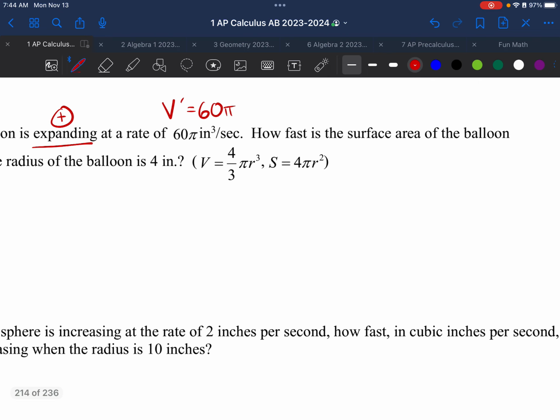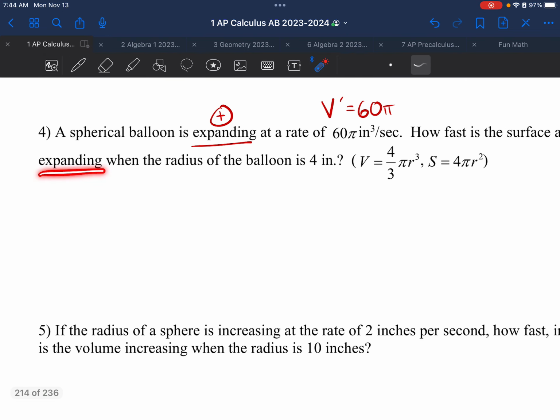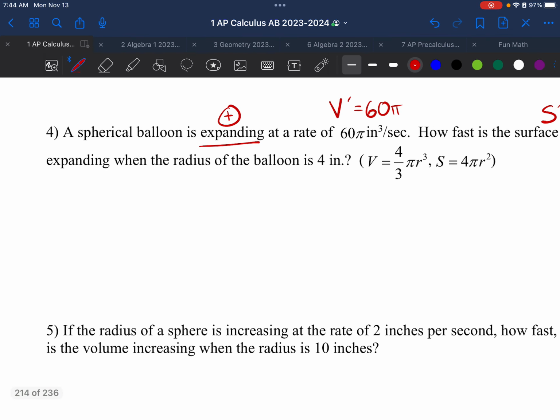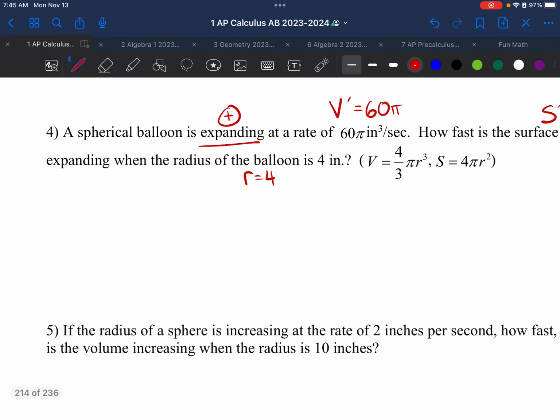How fast is the surface area of the balloon? Okay, so something about expanding. So this is a changing word. So it's asking here for S prime is what we're after. And then it tells us the radius is 4. So when r is equal to 4. Okay, so we have all the pieces. Hey, and this is one of those questions where we have both a V prime and an S prime, so let's go ahead and take the derivative of each of these equations, write them down. I'm sure they're going to be useful.